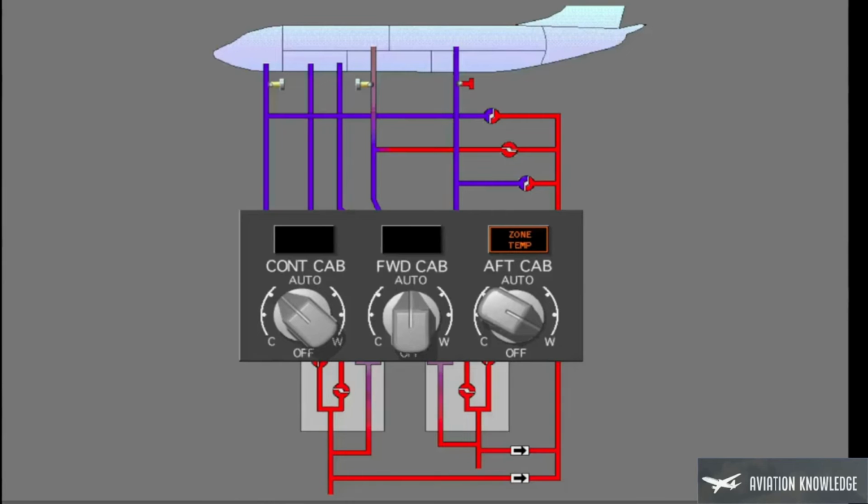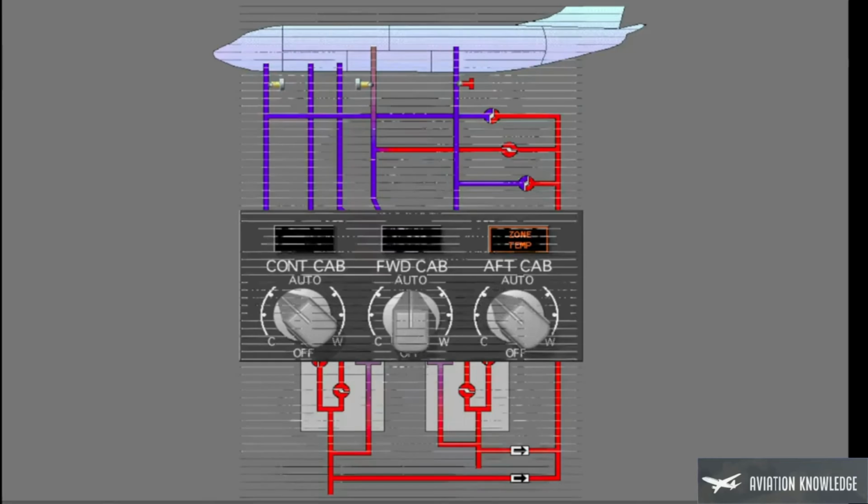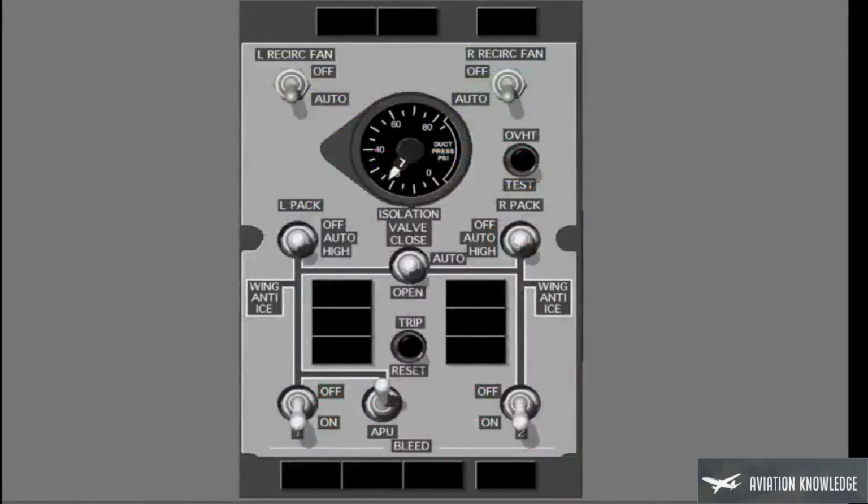To decrease the temperature in the related trim air supply duct, select a colder temperature with the related temperature selector. To let the trim air modulating valve operate as usual and to extinguish the zone temperature light, push the trip reset switch on the air conditioning bleed air controls panel.